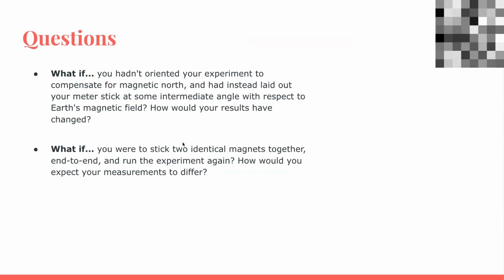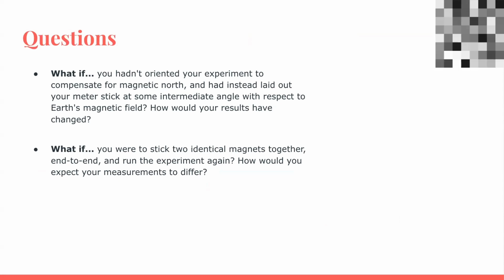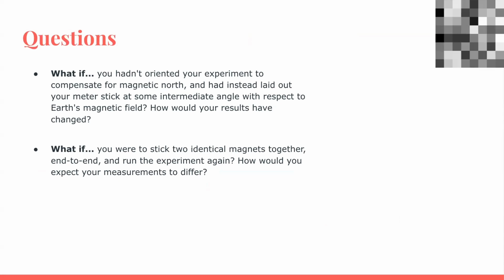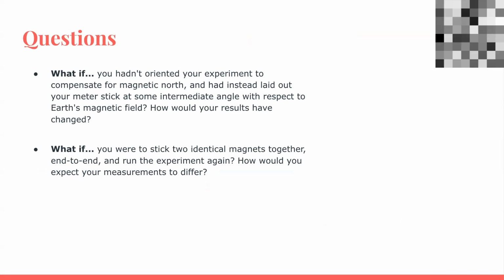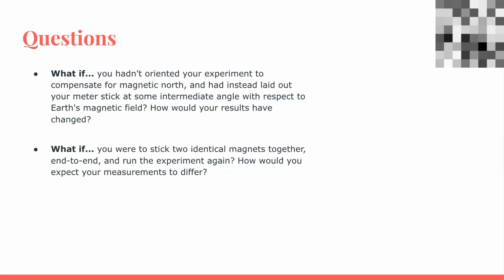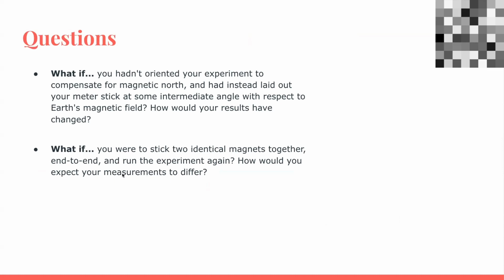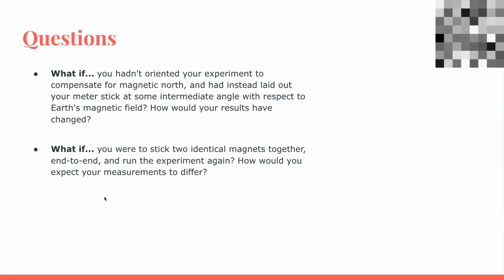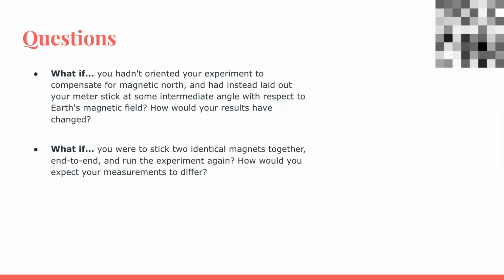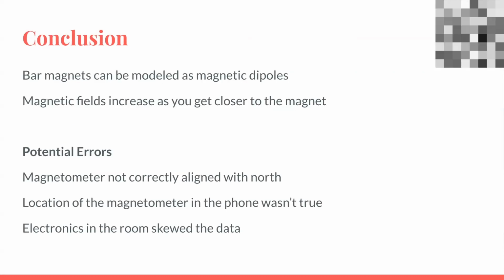So that leads us to questions. What if you hadn't oriented your experiment to compensate for magnetic north and had instead laid out your meter stick at some intermediate angle with respect to Earth's magnetic field? How would your results have changed? Earth's magnetic field would interfere with the bar magnet's magnetic field. That would skew our results. If you were to stick 2 identical magnets together end to end and run the experiment again, our experiment would differ because the magnetic field magnitude would double, but they'd be going in the same direction.